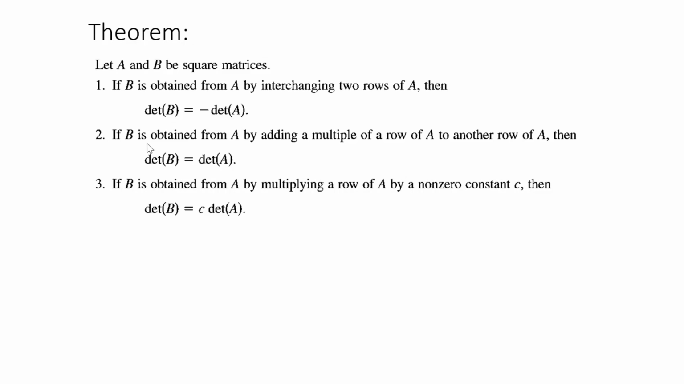Also, if B is obtained from A by adding a multiple of a row of A to another row of A, then the determinant of B is just equal to the determinant of A. So this elementary row operation doesn't change the determinant. And for the third one, if B is obtained from A by multiplying a row of A by a non-zero constant C, then the determinant of the new matrix B is equal to that constant C times the determinant of the original matrix A.